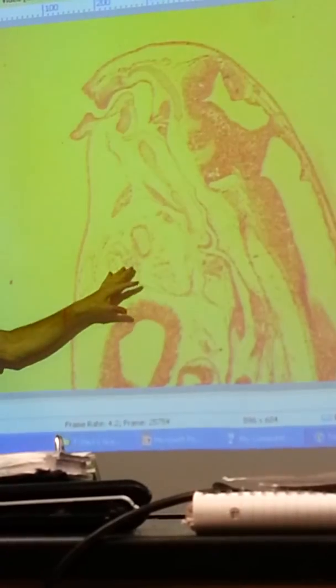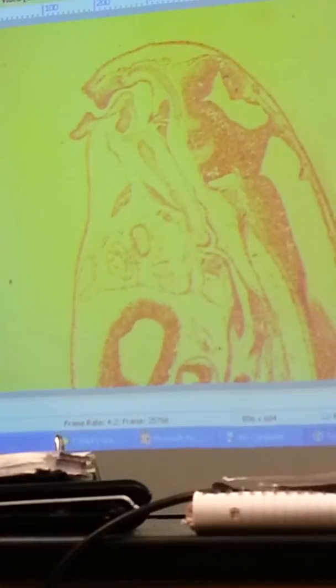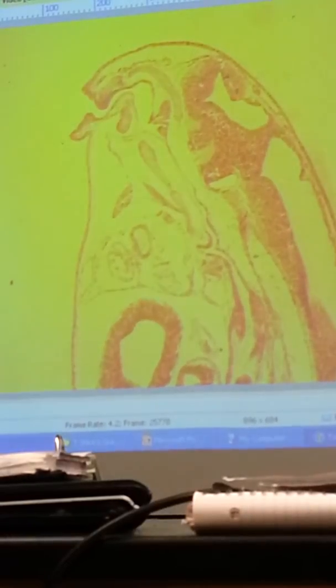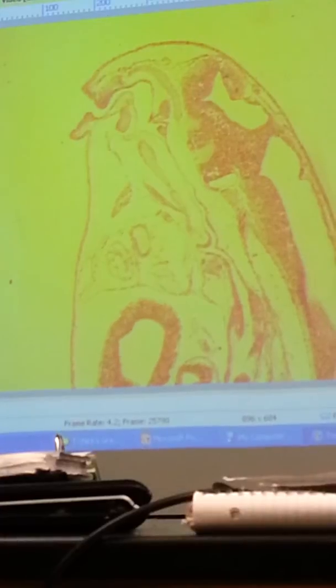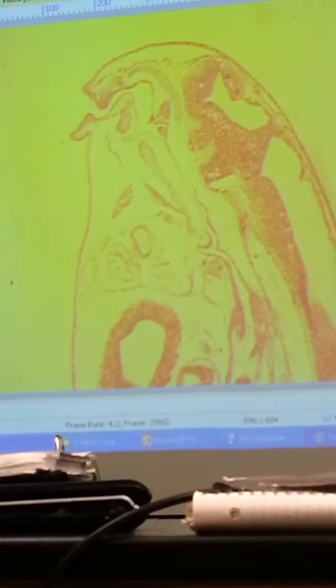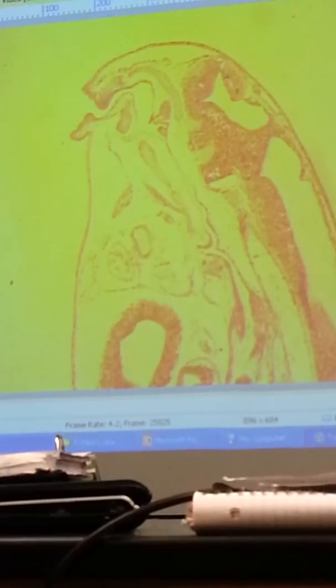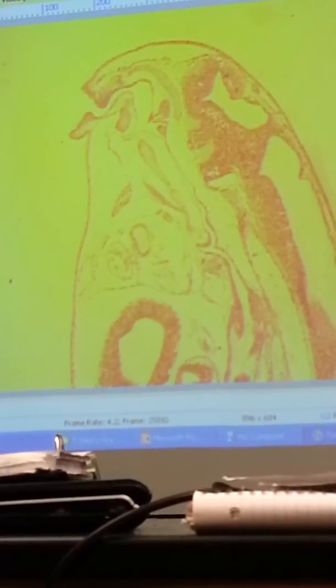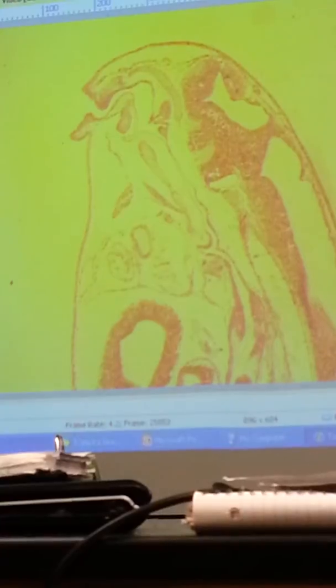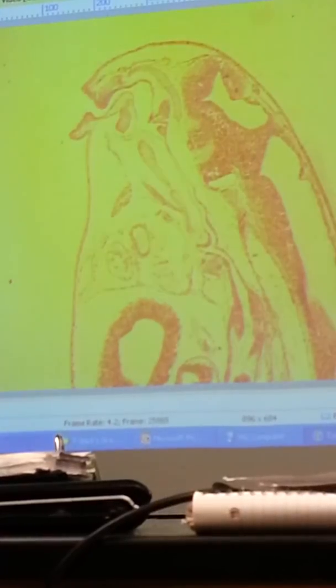I'm coming down through the mouth, and I'm coming through the heart. I want you guys to find the heart sort of in the middle of your tadpoles right now. Can you see the three chambers? You can even see the three chambers. Two atria, one ventricle. You can see little red blood cells in there.